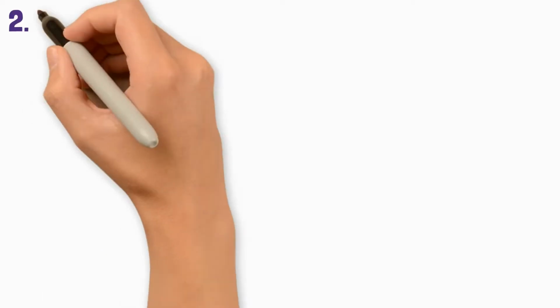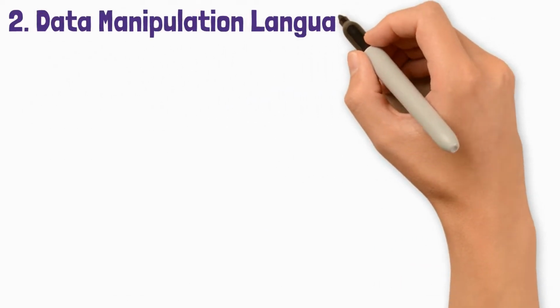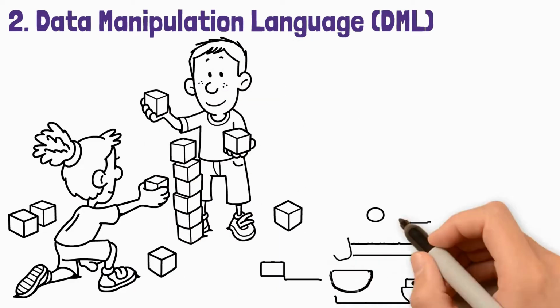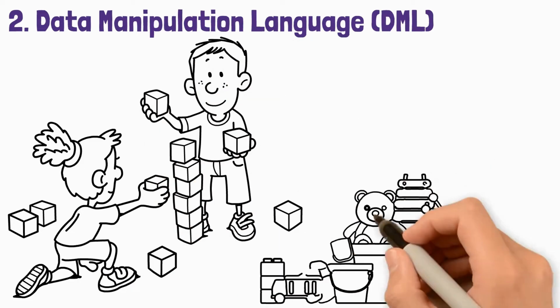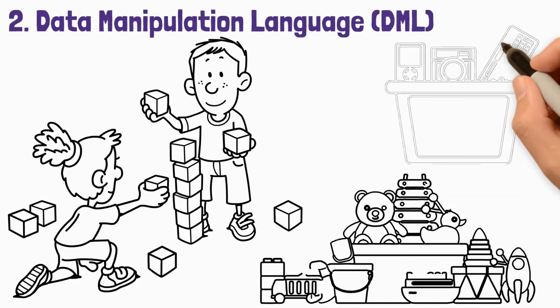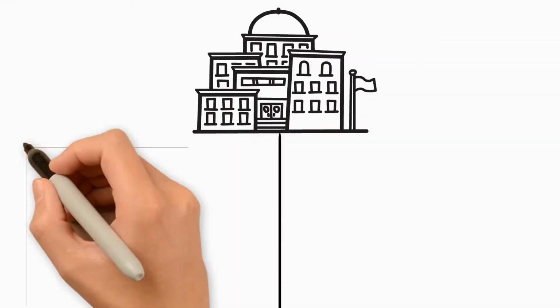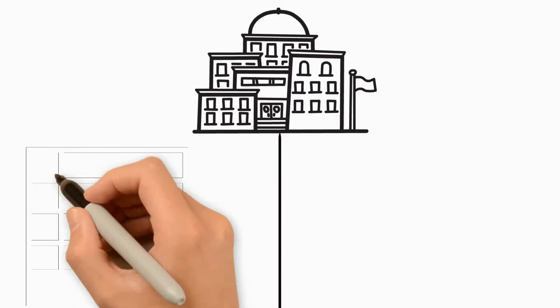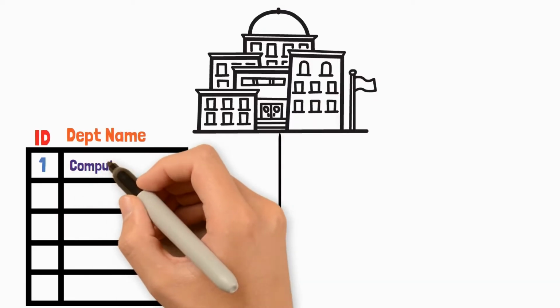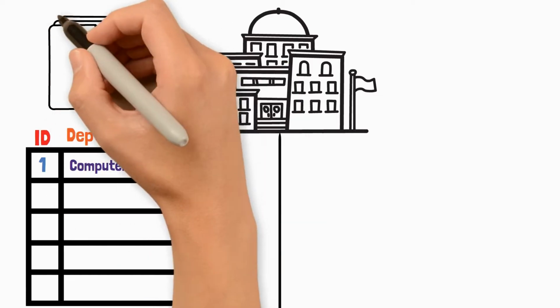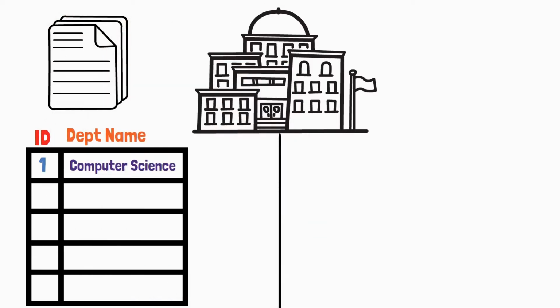2. Data manipulation language, DML, is for playing with the toys, getting them out of the box, putting new ones in, throwing away broken ones, or moving them around. So, in our university example, it would be insertion of new information into the database, like adding a new department in the department table. Retrieval of information stored in the database, like getting the list of students from the university.